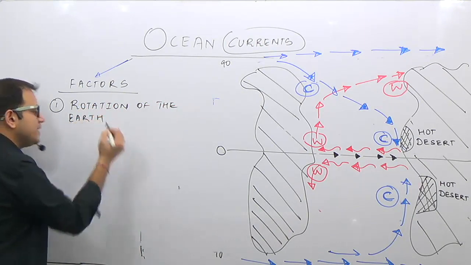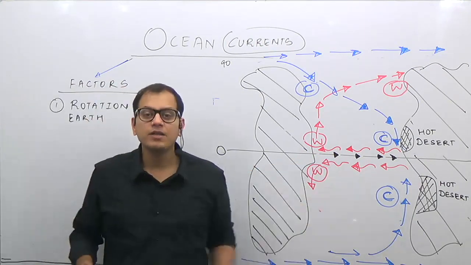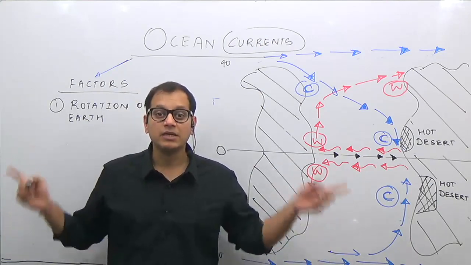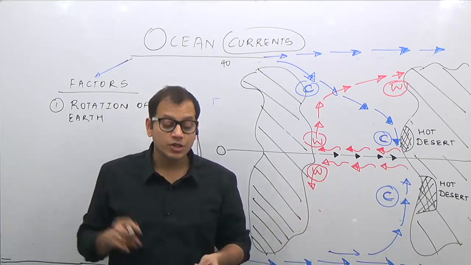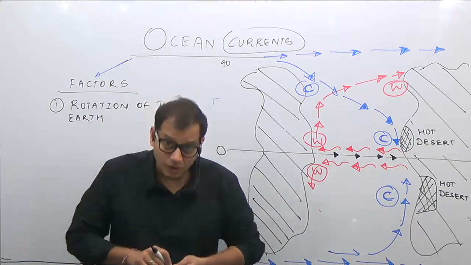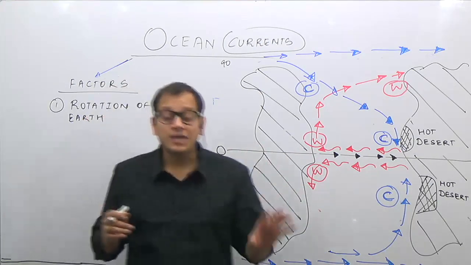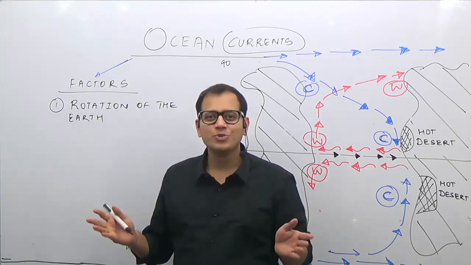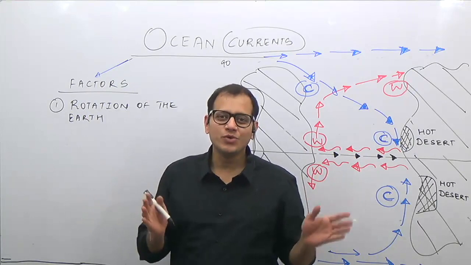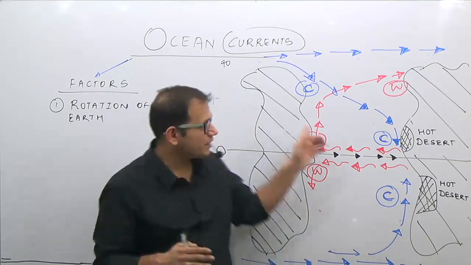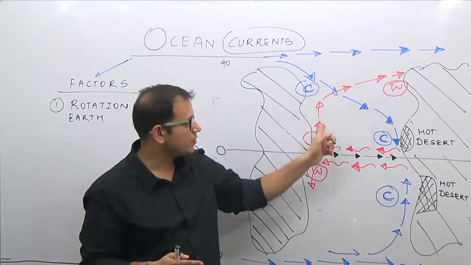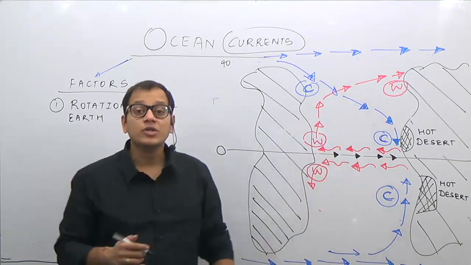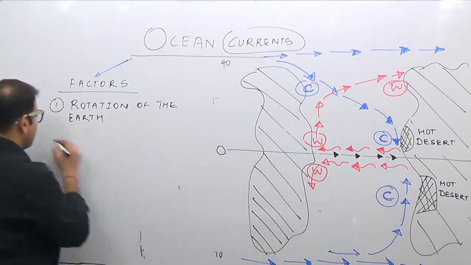What does it generate? It generates the equatorial currents in both the hemispheres. So the northern equatorial current and the southern equatorial current are generated due to the rotation of the Earth. Now, rotation of the Earth also produces a force which is known as the Coriolis force. Again, repeating, the Coriolis force is a force which says that any moving object will be deflected to the right in the northern hemisphere, or to the left in the southern hemisphere. So the second factor is the Coriolis force.